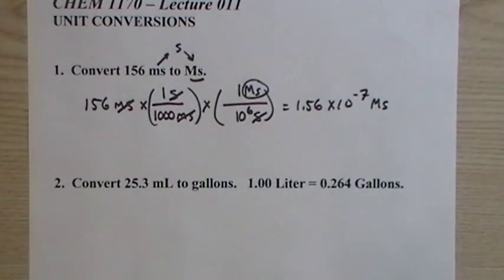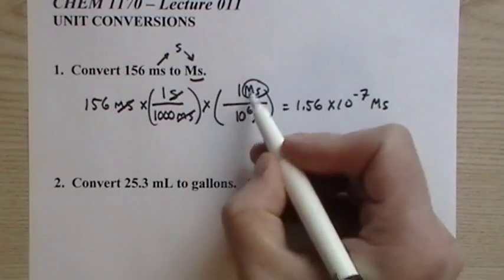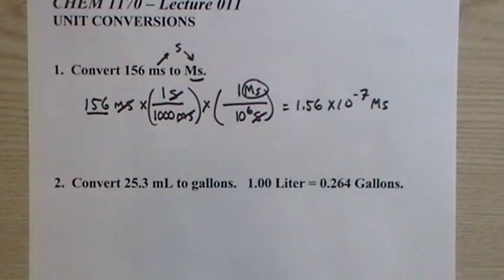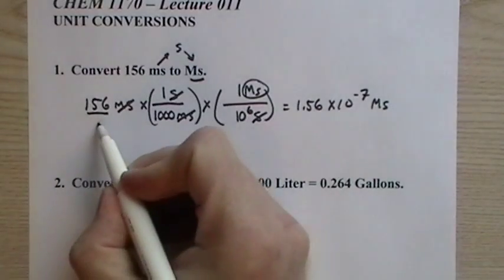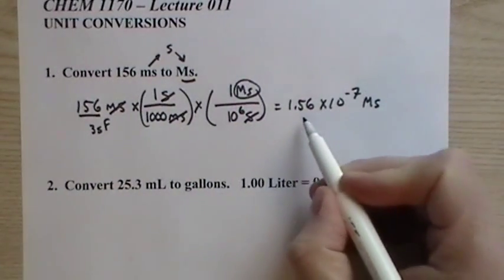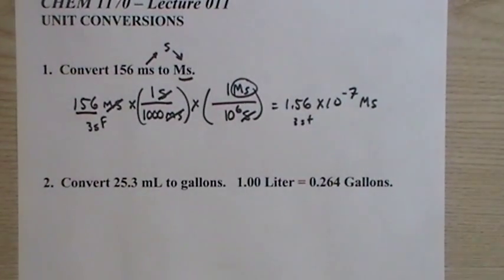So a couple of things. First, these relationships are exact. So these are exact numbers. So we can look at our measurement here, the initial measurement. That's 3 significant figures. So our result should have 3 significant figures. That's why we put it in scientific notation.